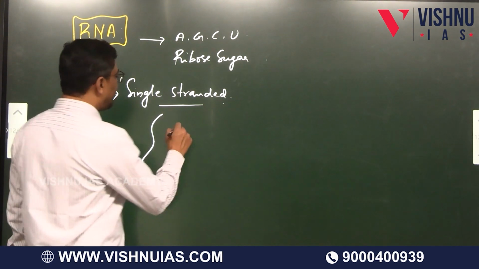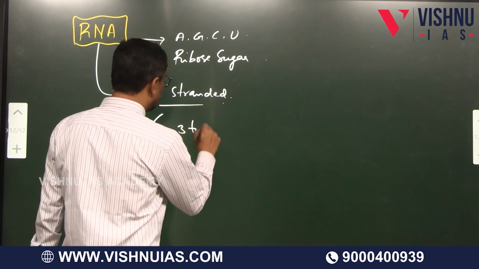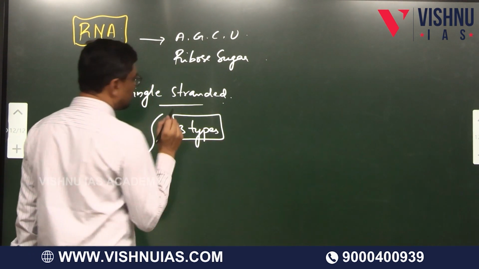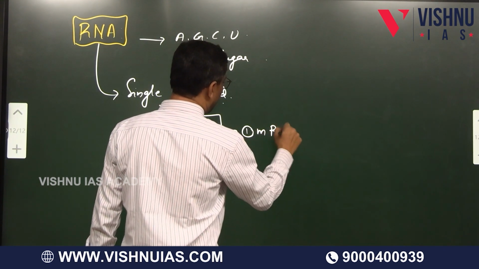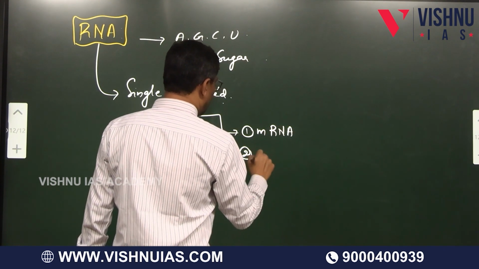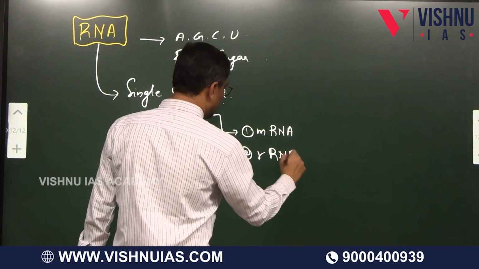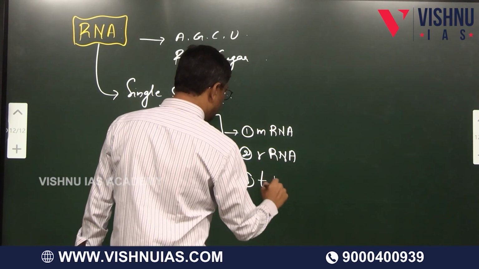Then 3 types of RNAs are there. The RNAs are 3 types. They are mRNA, rRNA and tRNA.